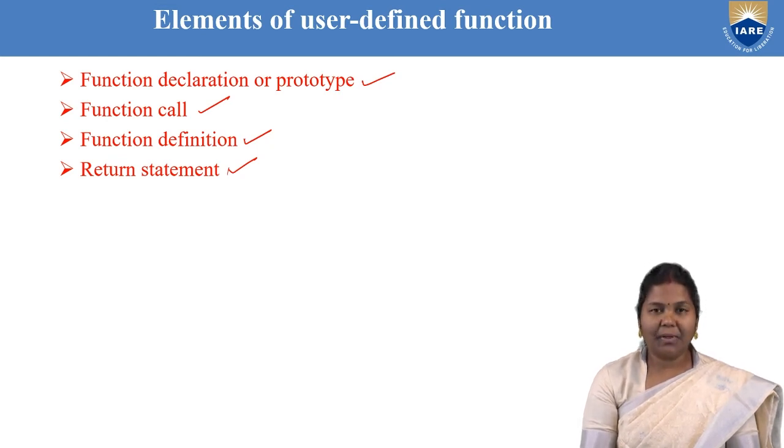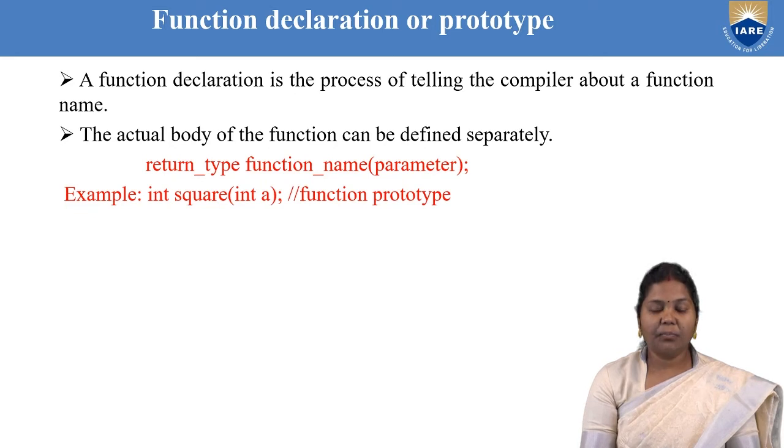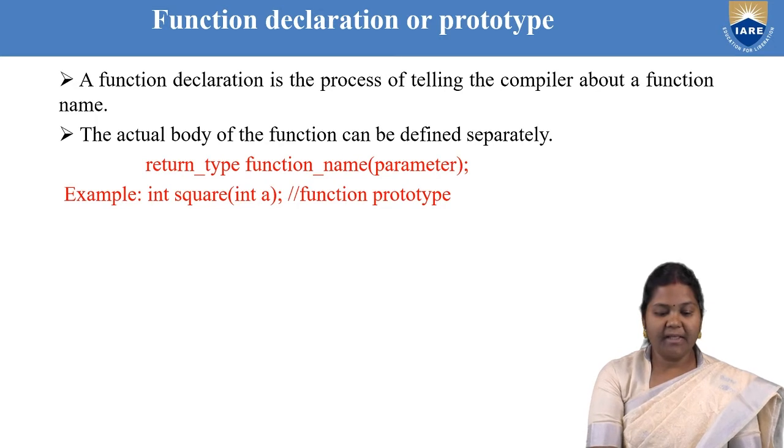Let us discuss one by one how to write a function declaration or prototype and what is the need of it. Function declaration or prototype writing is a process of telling the compiler about a function name, that so and so type of function with some arguments and this return type exists in the program. This is just information given to the compiler about the function type that is existing in the program. The actual body of the function can be written afterwards, but in the function prototype we just write down the skeleton of the function type.